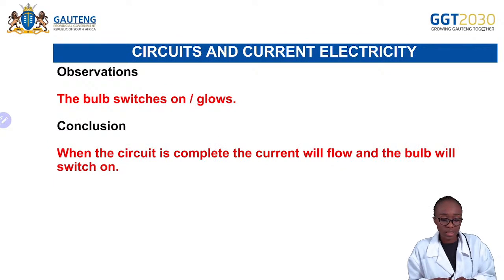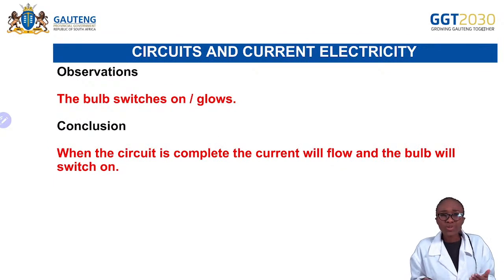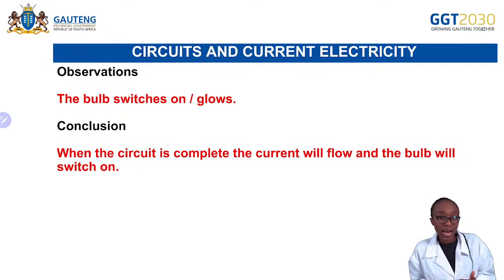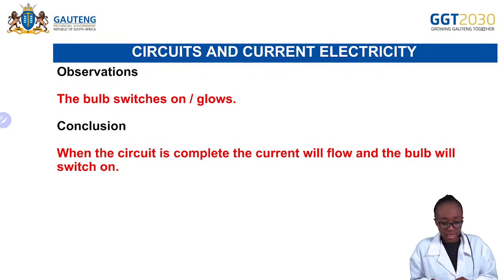What we observed was the bulb switches on. What do we mean by switches on? It glowed. Remember when it glowed, that bright yellow color? It glowed. And then what can we conclude from this? We can conclude that when the circuit is complete, the current will flow and the bulb will switch on.